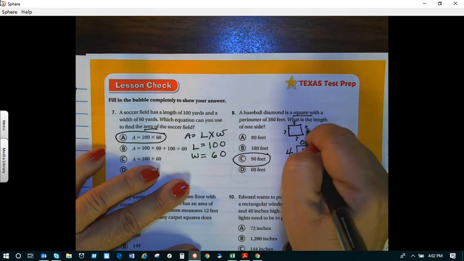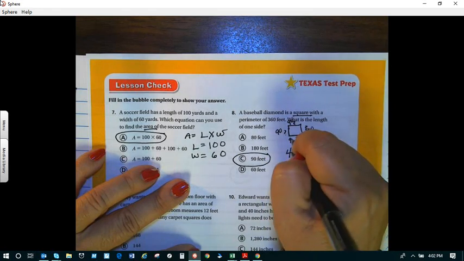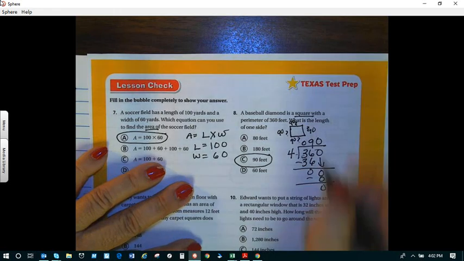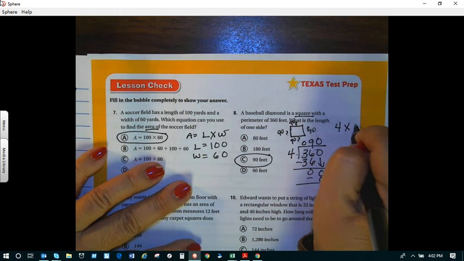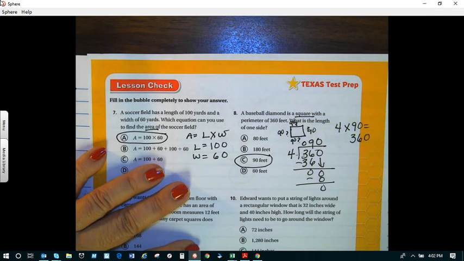So this would be 90, 90, 90, 90, because we said that the perimeter is 4 times the side. Does that equal 360? Yes, it does. All right, let's look at number 9.